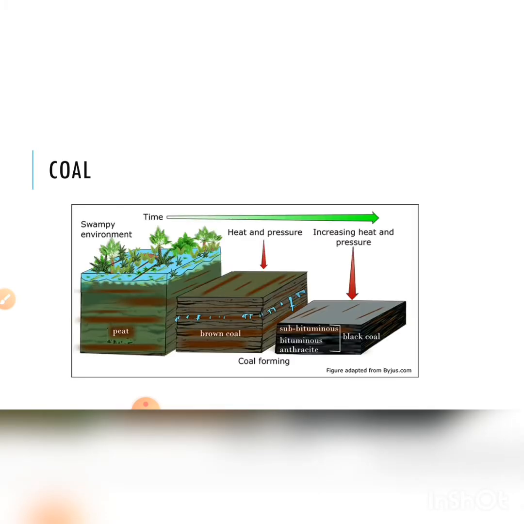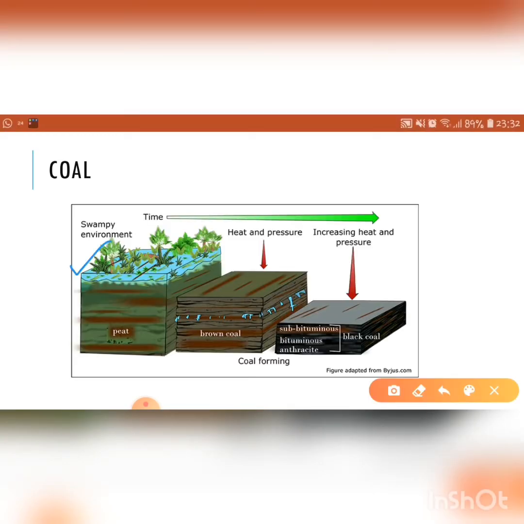Here you may see that there are certain plants. When these plants died, they remained on the surface of the earth for a certain period of time. After the passage of time, when they started moving deep down the earth's surface, then at increased heat and pressure, they first got converted into peat. After some more time, at increased heat and pressure, they got converted into brown coal. And this brown coal then got converted into black coal.